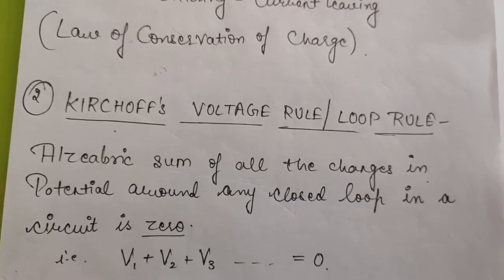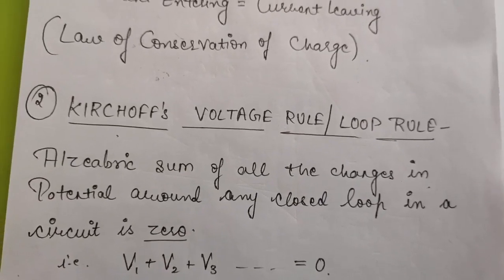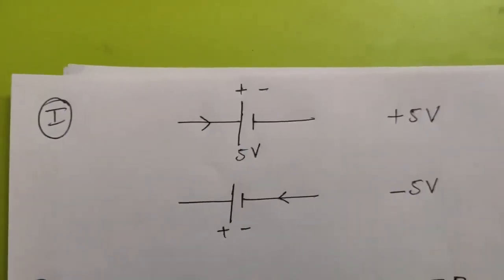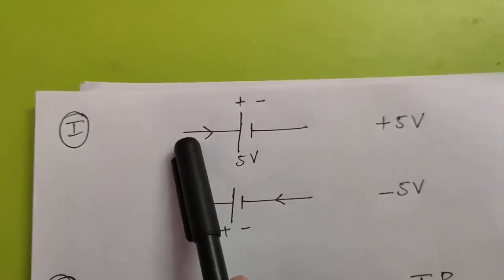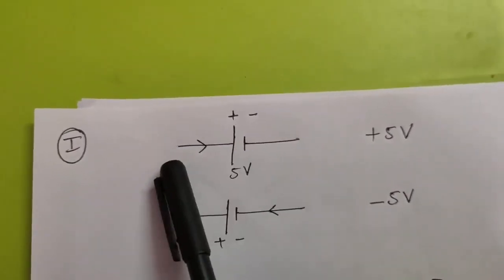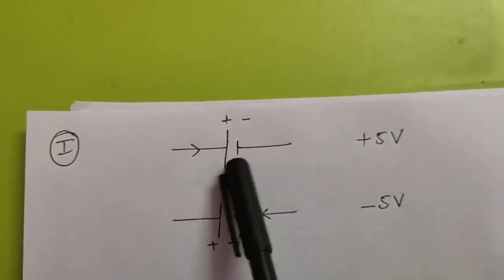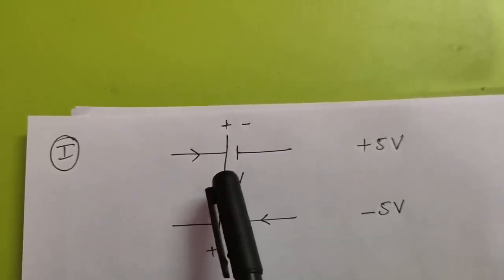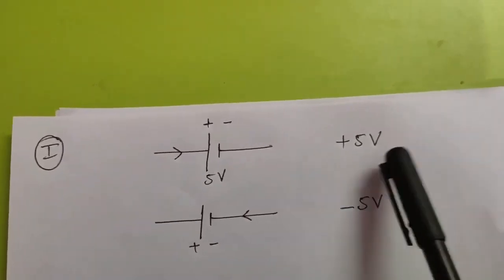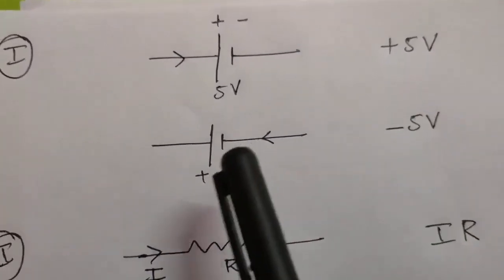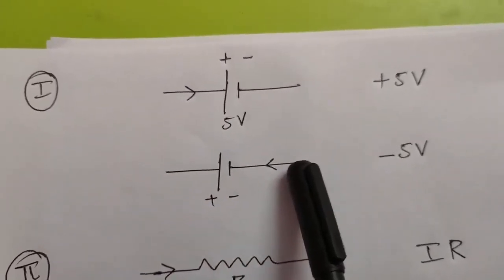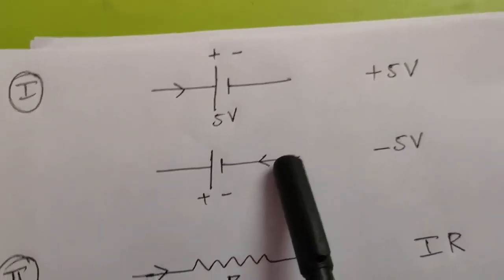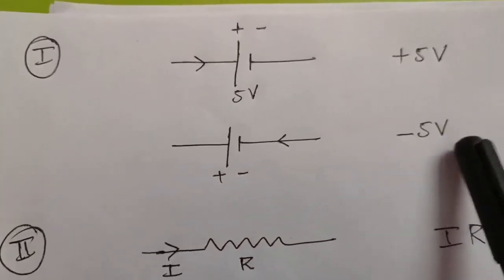Basically, before applying these two rules, there are some sign conventions. Now look here. Suppose in a circuit a battery of 5 volt is given, and you are traveling in this direction, from left to right. Which terminal will come first? The positive terminal will come first, so write that voltage as plus 5 volts. Now suppose the same battery of 5 volt is there, but you are going in this direction. Now the negative terminal will come first, so write it as minus 5 volt.